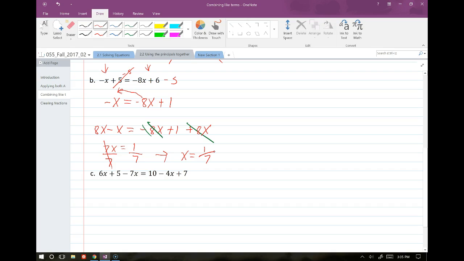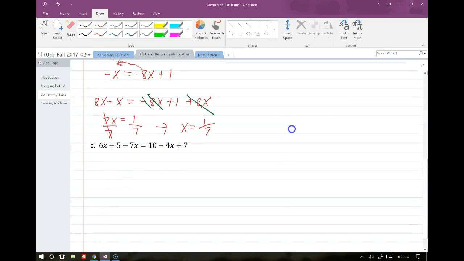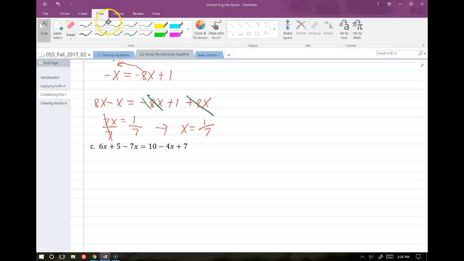All right, so that was a little bit of a weird one, right? It helps to choose one side and start making that where your variable is going to be. Otherwise, you can get a little bit confused in the process. So how about this next one? Which side do we want our variable to be on?